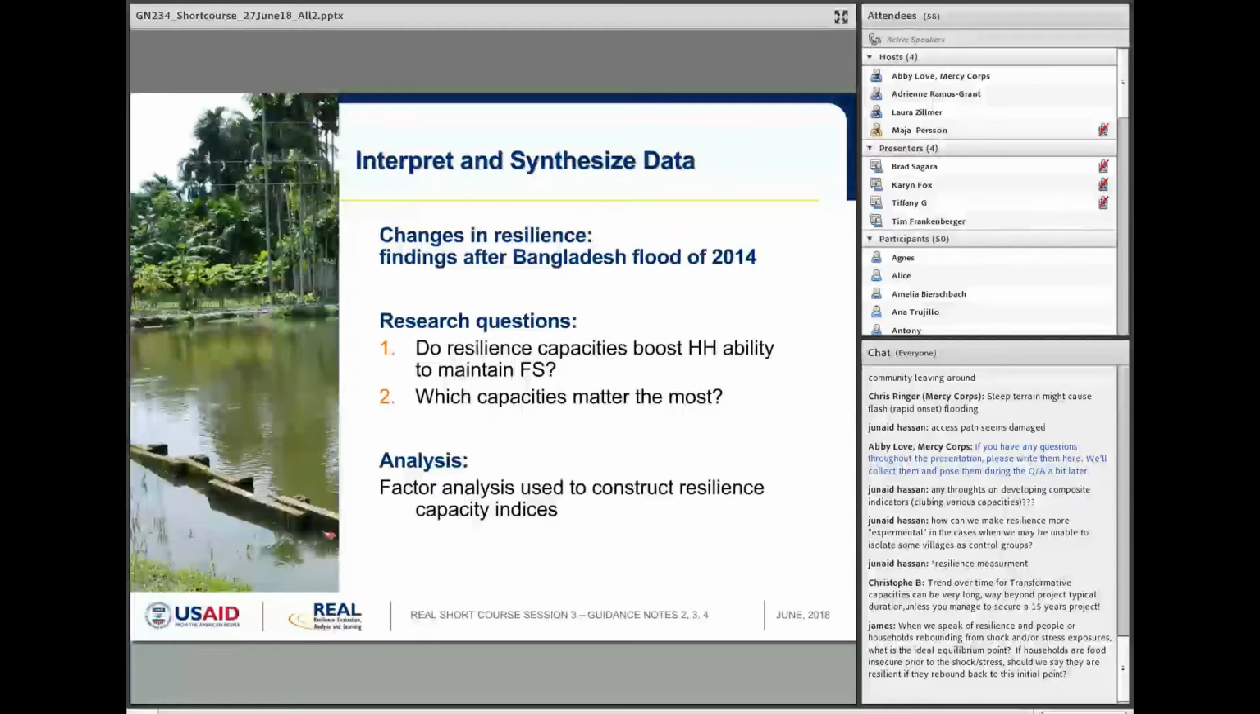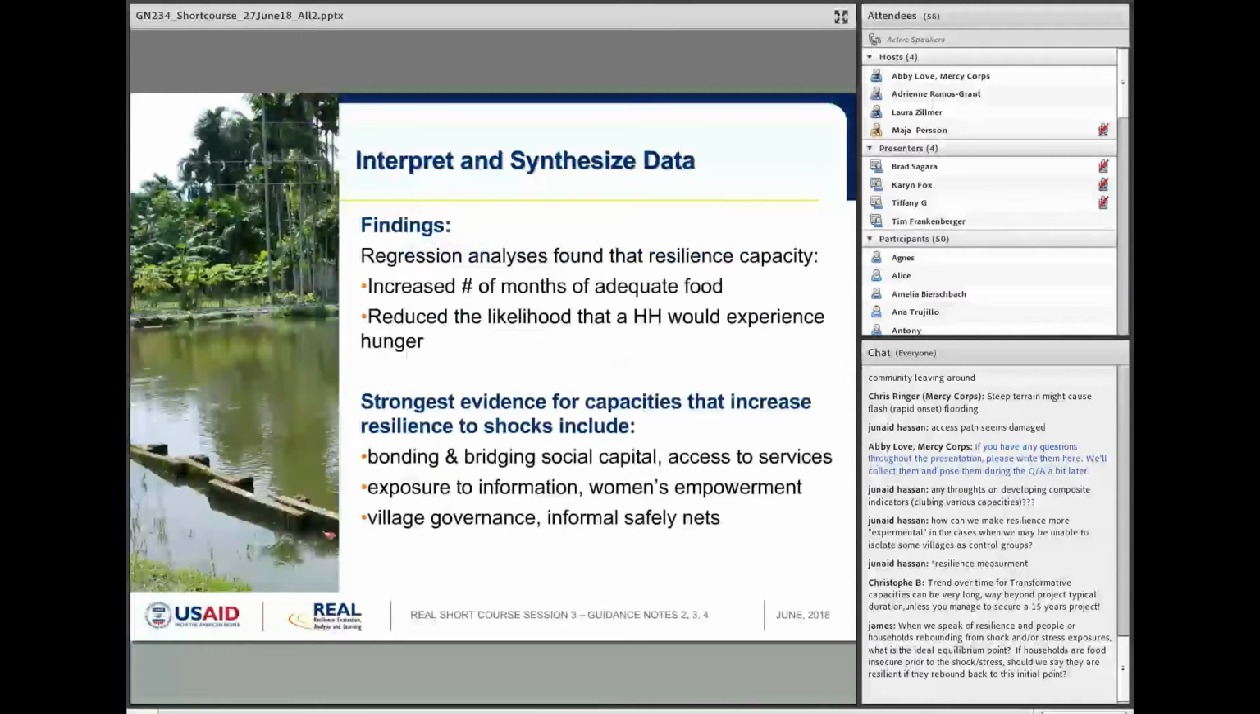We used our factor analysis as a way to construct the resilience capacities indices that we were looking at. What we found was that these resilience capacities did make a difference in allowing people to have increased number of months of adequate food, and it also reduced the likelihood that households would experience hunger.